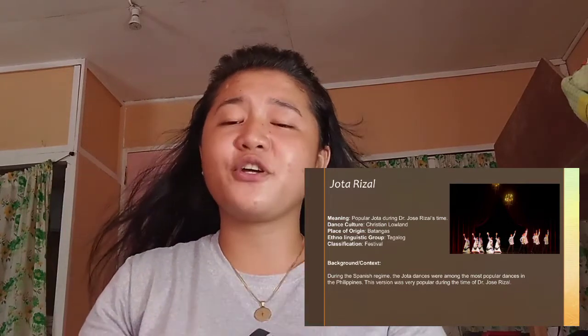During the Spanish region, the Jota dances were among the most popular dances in the Philippines. This version was very popular during the time of Dr. Jose Rizal. Female wear in Jota Rizal folk dance, they wear Maria Clara, as you can see on the picture. Male wear Barong Tagalog and black trousers.